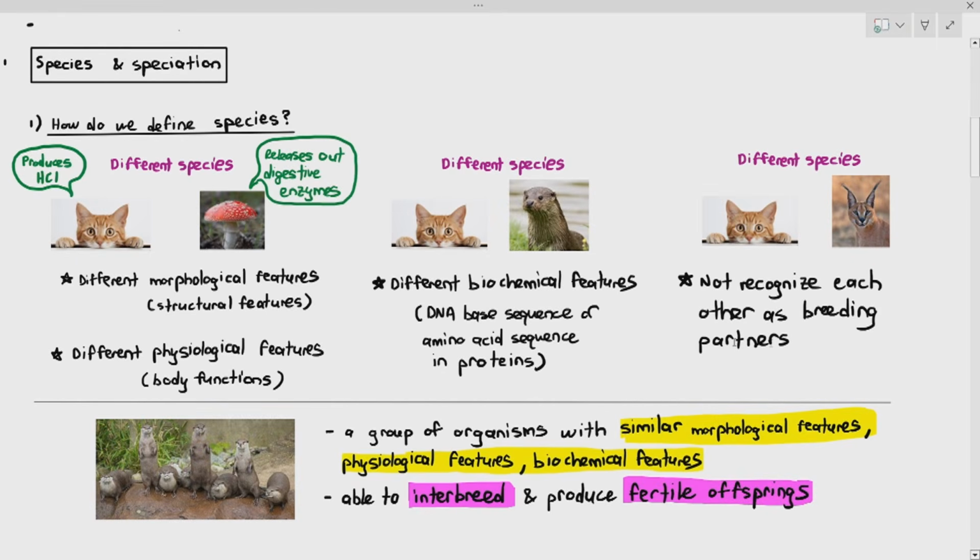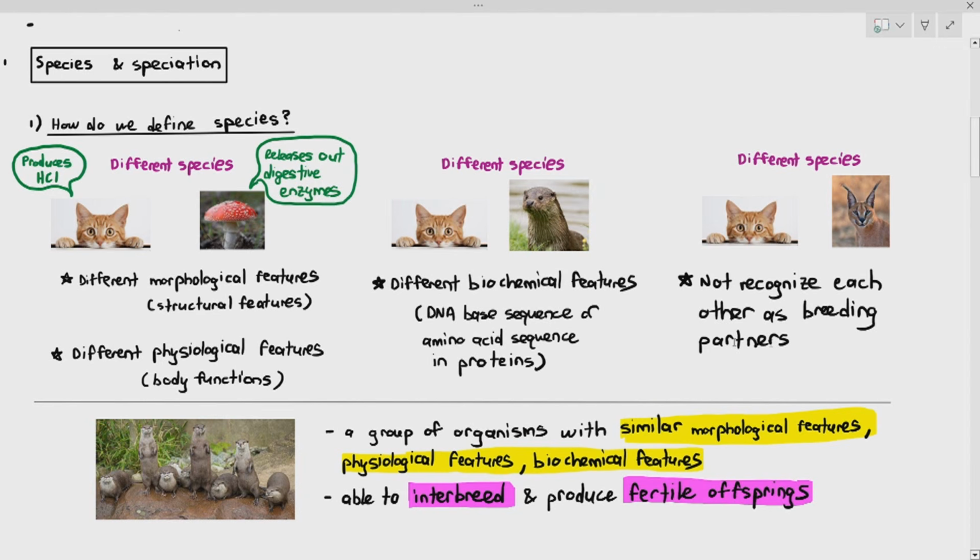Now, in chapter 17, I did provide one definition of species, didn't I? If you remember, I said to you that in chapter 17, the definition of species is a group of organisms with similar morphological features, physiological features, and biochemical features. Morphological basically means the body shape and the appearance. Physiological is more towards their body function, and biochemical features was more towards similarities in their base sequences of DNA or amino acid sequences of proteins. And I also did mention that organisms of the same species are able to interbreed and produce fertile offsprings.